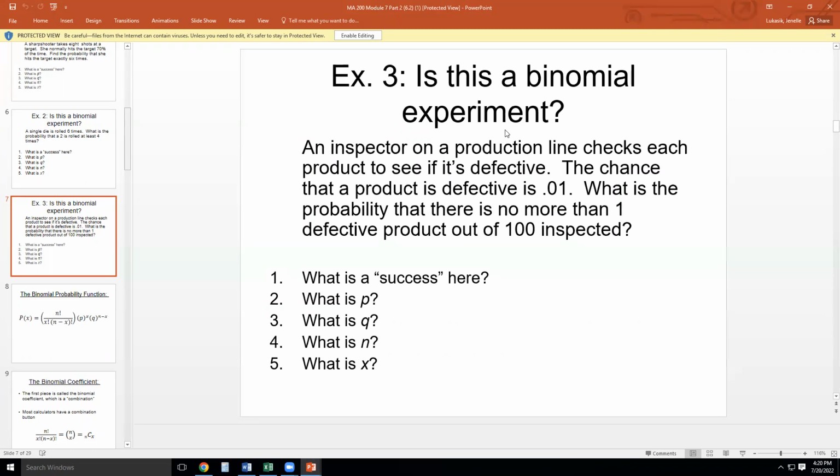So this is binomial because our two possibilities are it's defective or not. Each product is a new fresh trial that doesn't affect the last product, where the chance of it being defective stays the same the whole time. So all those things are met with binomial.